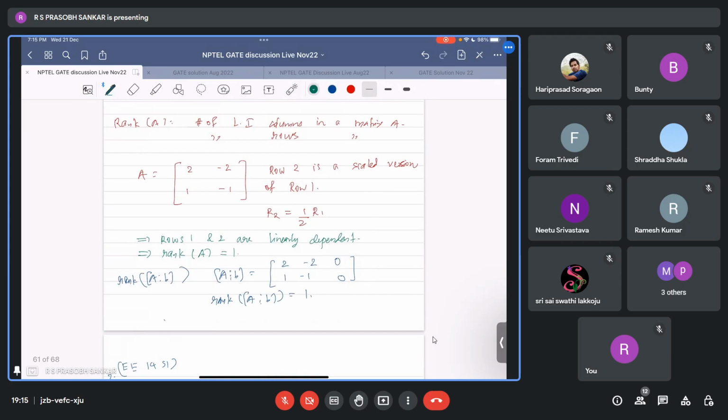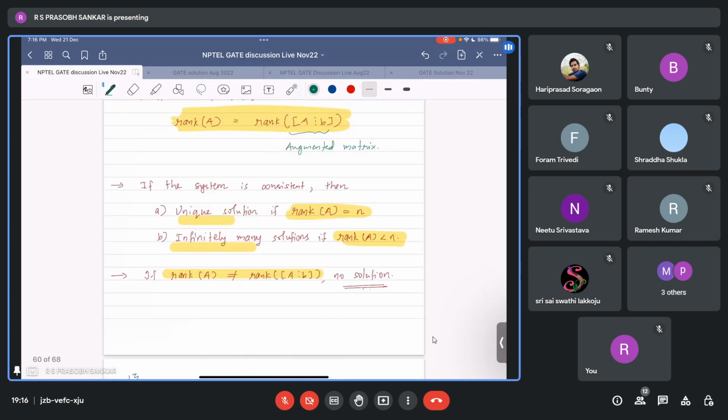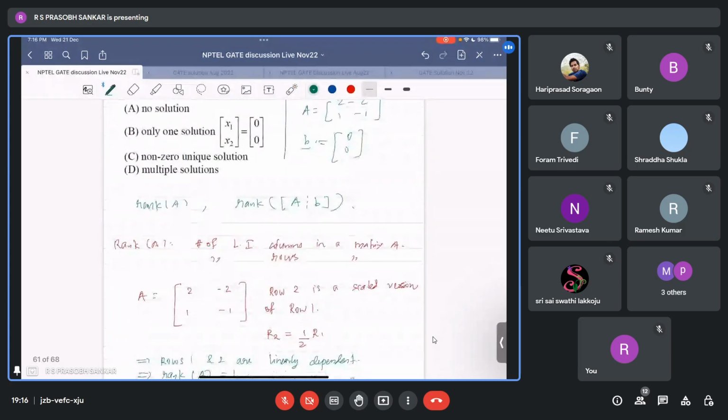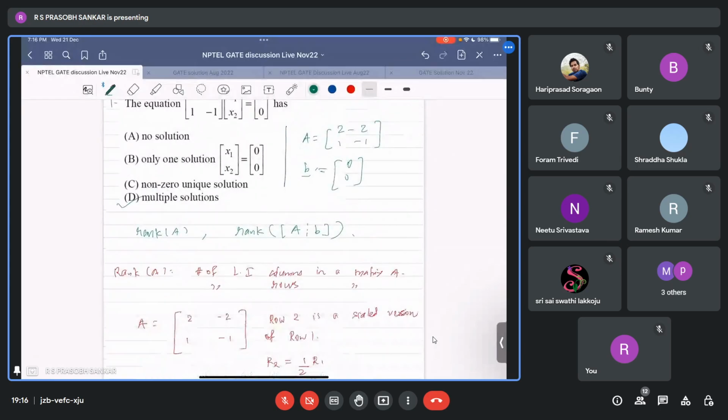So what do we have? We have rank of A same as rank of A augmented B, which is 1 but less than 2. So this means it falls into this category, what we have here. We have rank of A the same as the rank of A augmented B, but less than n. That means there are infinitely many solutions, or basically multiple solutions. So the correct answer is option D.